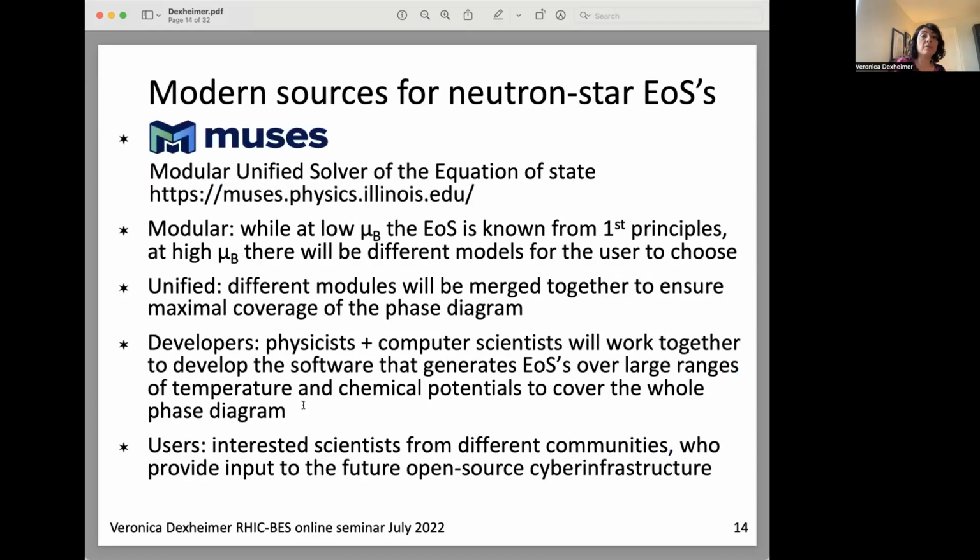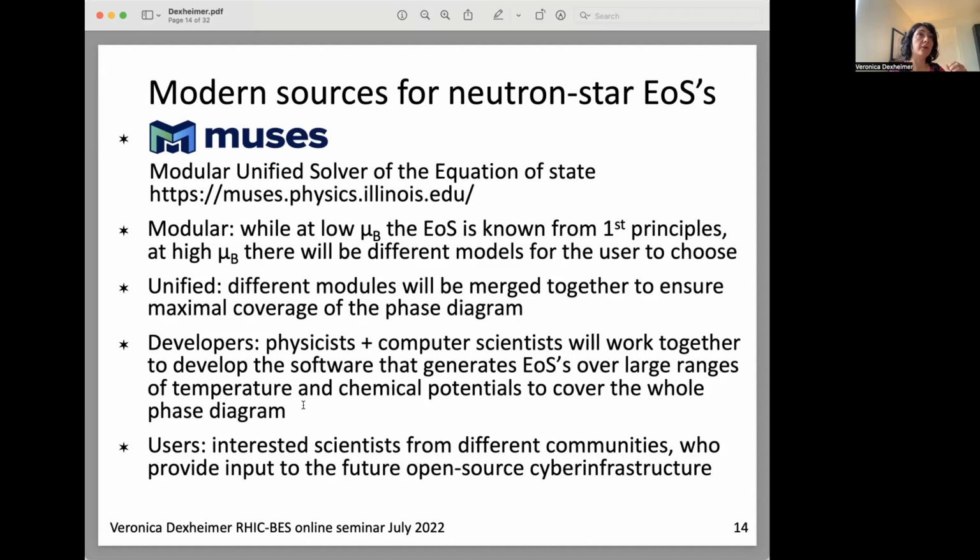And I'm going to talk a little bit more about another idea for an equation of state repository, but it's not a real repository. It's a place where you can obtain equations of state. And the reason I don't like calling it a repository is because it's a modular unified solver for equations of state. First of all, you'll be able to run the equations of state in real time, and connected to that, you'll be able to parameterize the equations of state from a specific model or first principle theory in different ways as you wish.